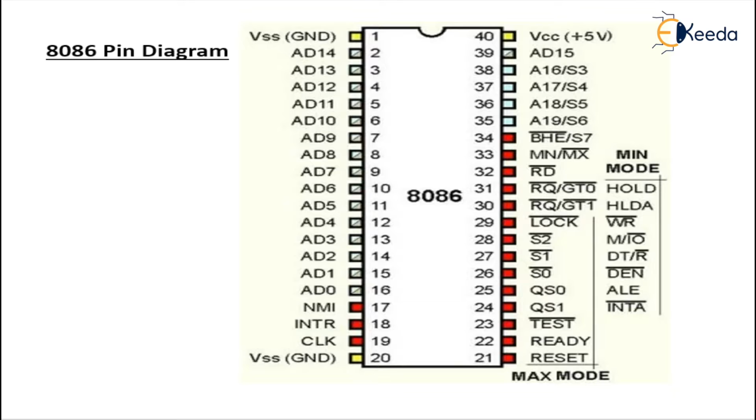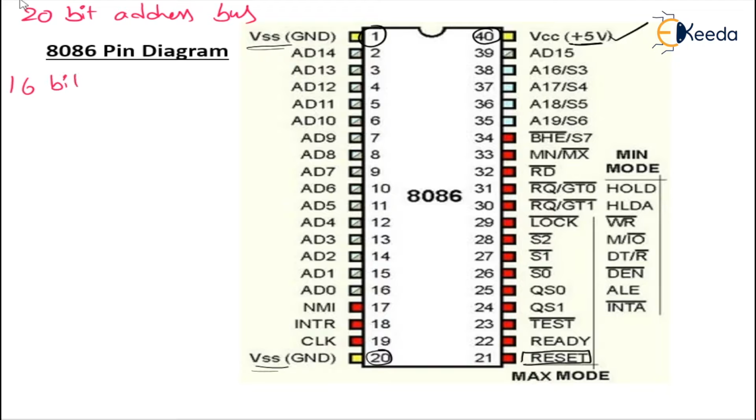I also explained the ground: pins 1 and 20 are ground, and pin 40 is the power supply VCC. How much power are we giving? Plus 5 volts. And reset: what is the use of reset? By clicking reset, all the registers are set to 0. So the 8086 microprocessor has how much data bus? It has a 20 bit address bus and a 16 bit data bus.